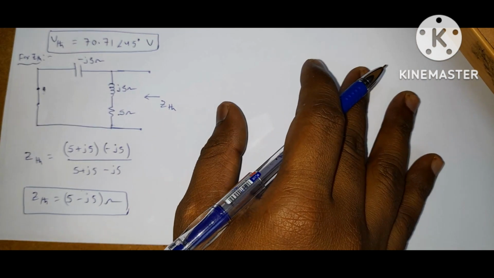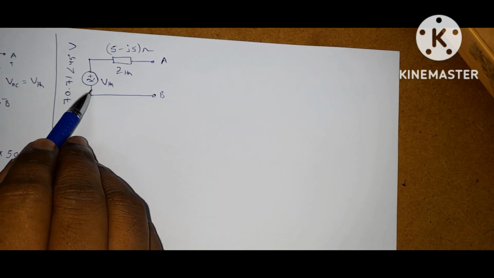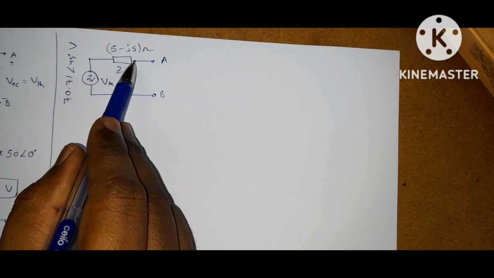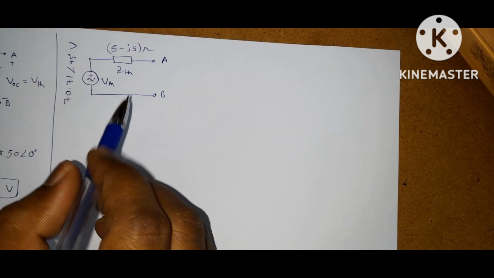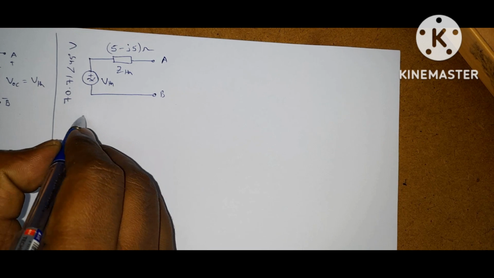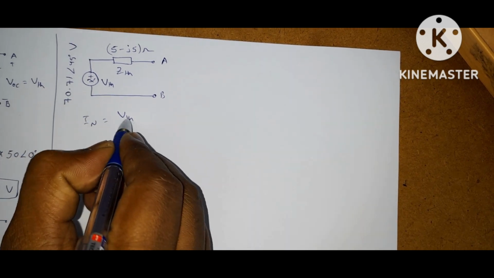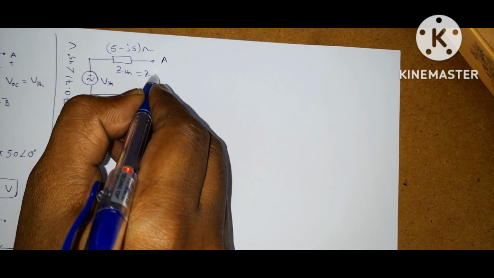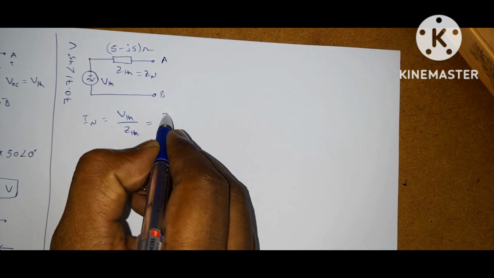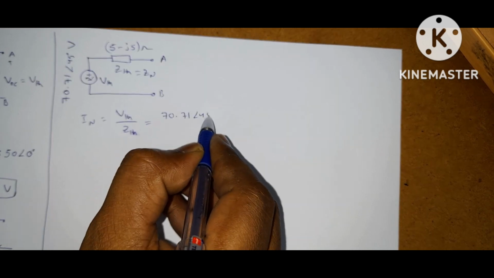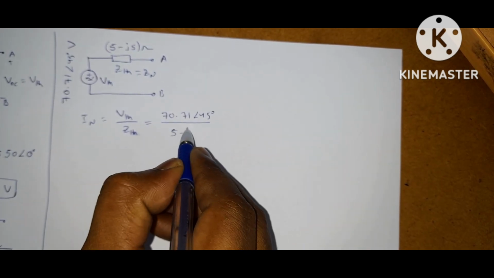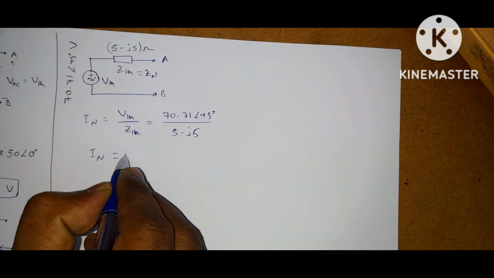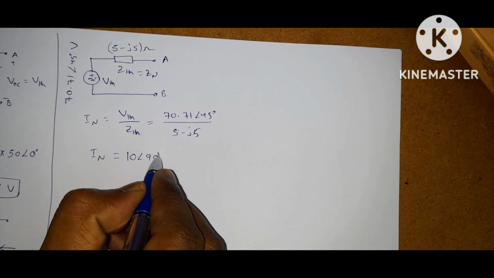The Thevenin equivalent circuit is like this. Okay, an ideal voltage source in series with an impedance. This is the Thevenin equivalent circuit for the given network. If you want to find out Norton, so I Norton is equal to Vth by Zth, and Z Norton is equal to Zth. So what is Vth? 70.71 at an angle 45 by 5 minus J5. If you solve this, you will get 10 at an angle 90 degrees amperes.